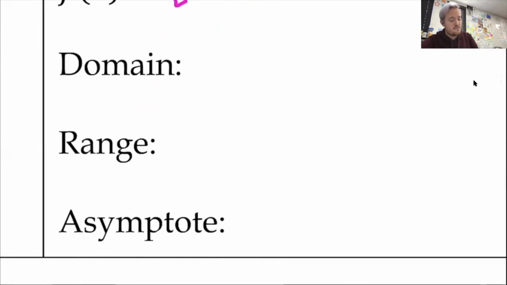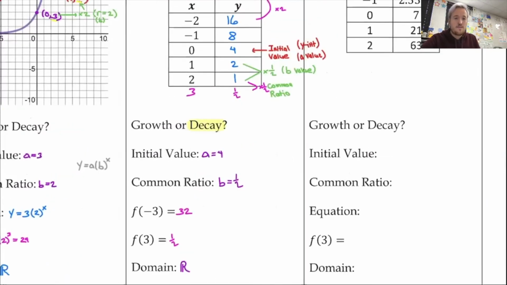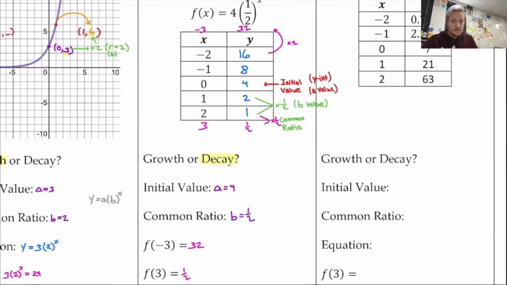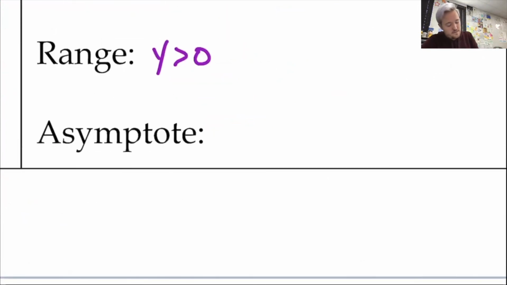Now for the domain, your domain is going to be all real numbers, as always. And your range, now because your values are getting smaller, but they're still positive, which means it's above the x-axis, which means your range is going to be y greater than 0. And your asymptote, as always, y equals 0.